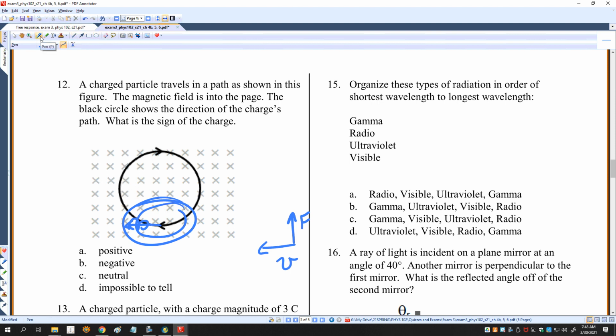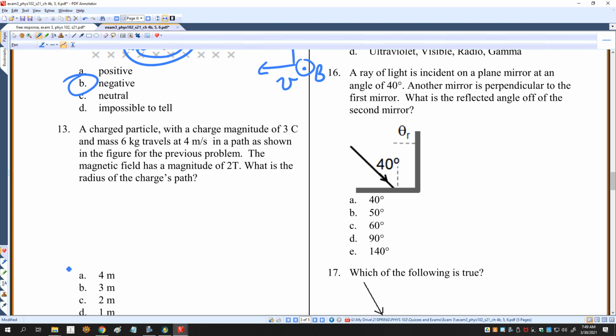Okay, so now I use my right-hand rule. The velocity is to the left, the force is up. That means I would get this type of motion if this were a positive particle, because when I do this, I figure out that the magnetic field has to be out of the page in order to generate that force. However, the magnetic field I know is into the page, and so that means that this must be a negative particle.